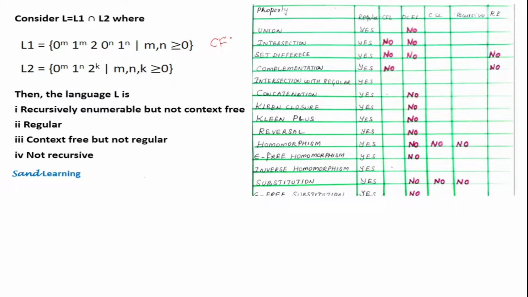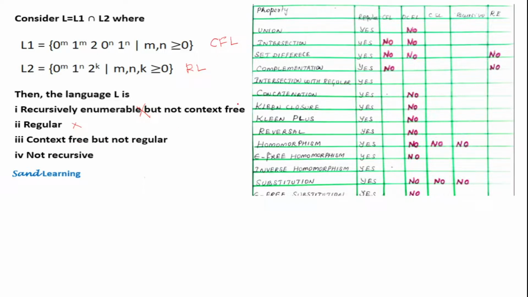Take the second language L2, where all the powers are different. It is a regular language. Once we have identified what type of grammar these are, we can come back to the options. The first option is recursively enumerable but not context free. L1 intersection L2: the intersection of this context free language with the regular language gives a context free language, which is not excluded from recursively enumerable. And the second option, the intersection of a context free language and a regular language, again gives context free, but it is not regular.